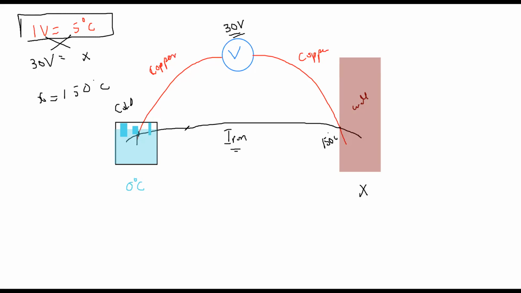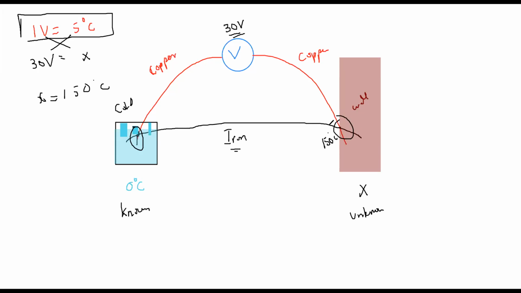Yes, at one junction, there should be a substance of a known temperature, and the other side should be unknown. If I use all the wires made up of the same material, this thermocouple will not work, because what this voltmeter is recording is a difference in energy between the particles at one end and the other end.